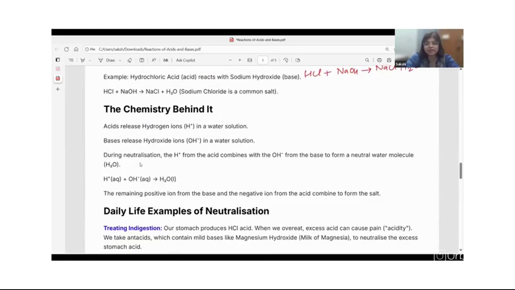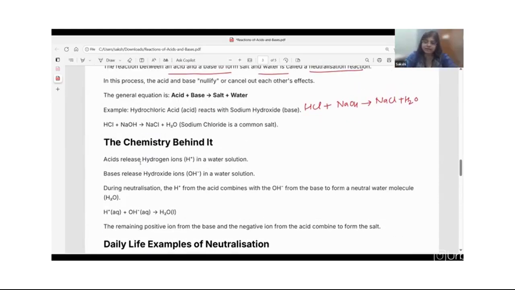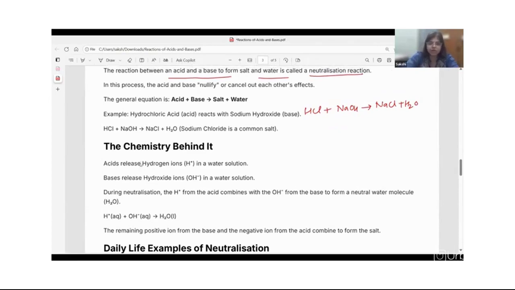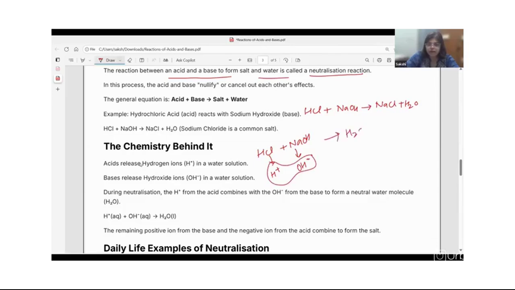So what is the chemistry behind it? We know that acids are things that release H plus ions in the solution. What are bases? Bases are something that release OH minus ions in the solution, right? So for example, if I am mixing an acid and a base, here HCl will release H plus and NaOH will release OH minus, which will combine together to form a water molecule, right? And I will be left with Na plus and Cl minus ions, which will form an ionic bond and form a salt, NaCl. So this is the chemistry behind the neutralization reaction.